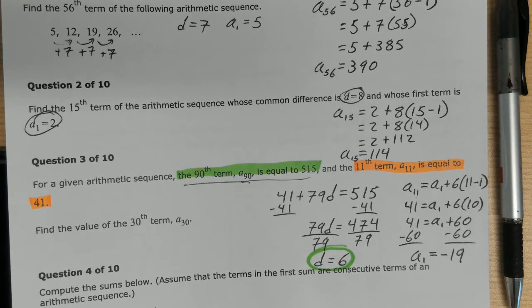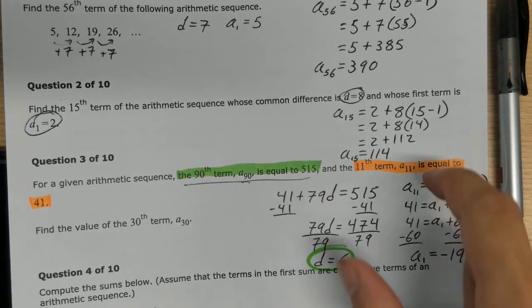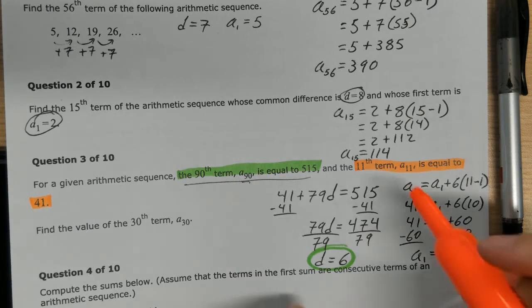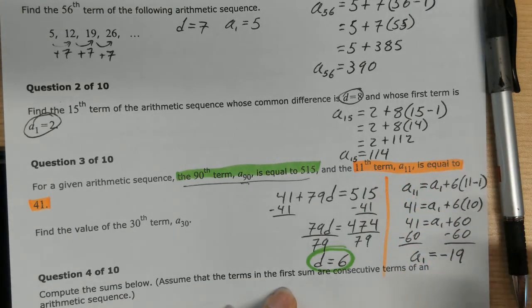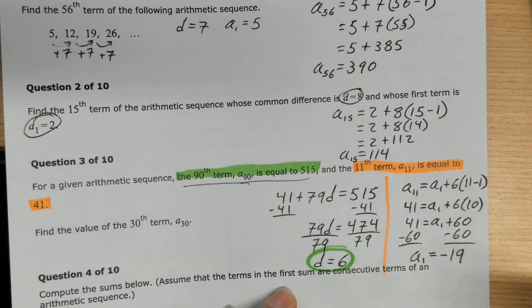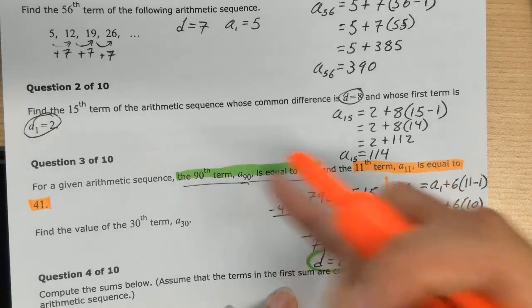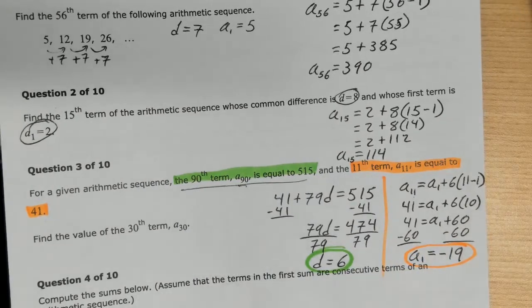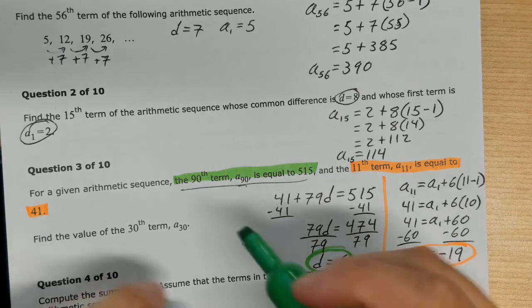Now you could have found this value using the 11th term or using the 90th term. You could have used whichever one you wanted. Is it recommended to use the smallest one? I would say use the smallest one because it has the smallest numbers. Yeah, that makes more sense. If I was using the other one, I would be subtracting 515. So it makes the math a little easier, but it would have given you the exact same answer. So I have everything I need now to find the 30th term.